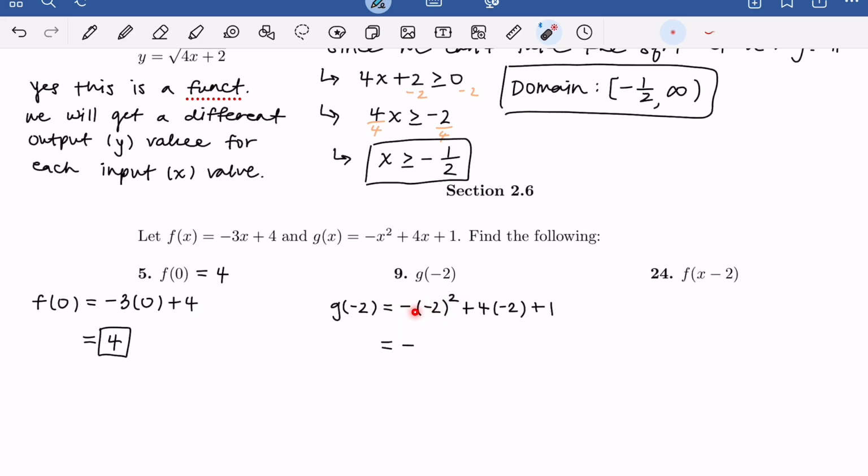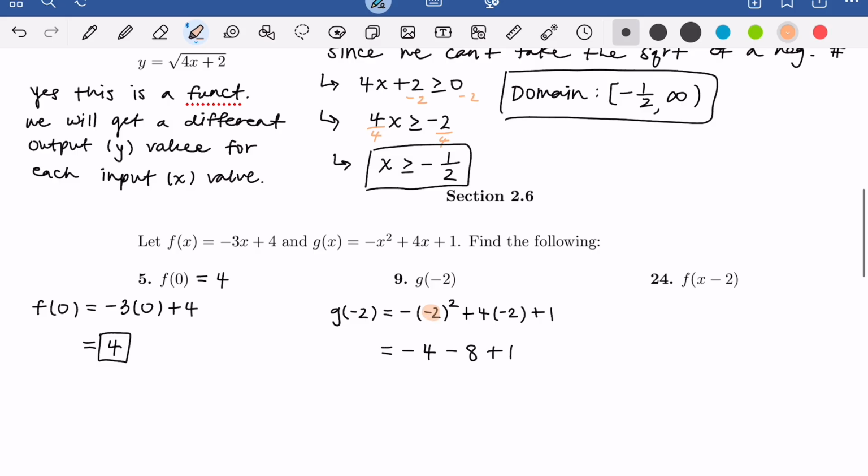Then we're going to take negative 2 times negative 2. That's going to give us a positive 4. For this next term, we have 4 times -2. This is going to give us a -8. And then we still have this plus 1 out here. Just to really emphasize this, this -2 being squared gives us 4. The reason why we have this negative out front is because of this guy. So this is going to give us a -11. So g of -2 is -11.